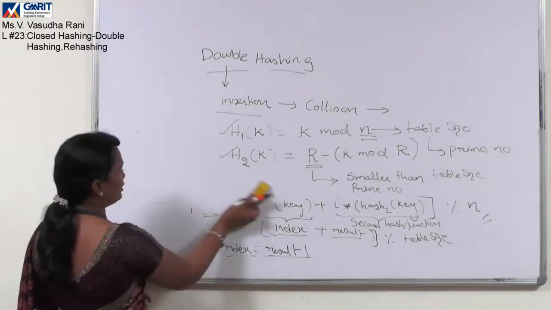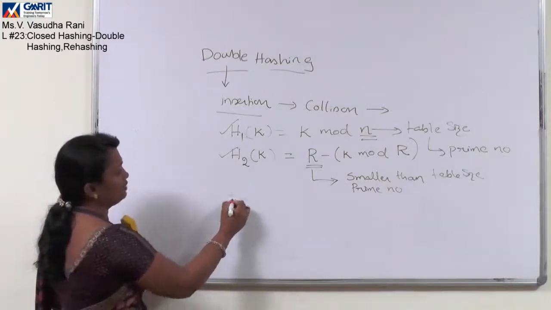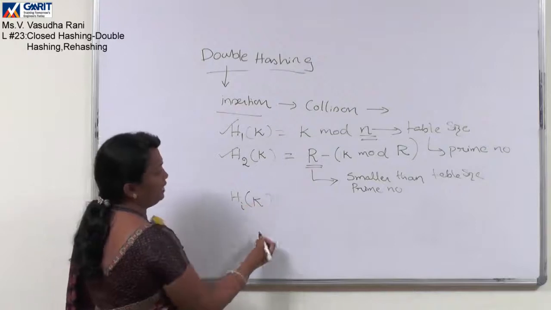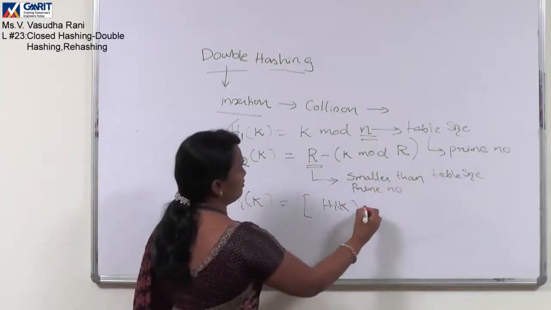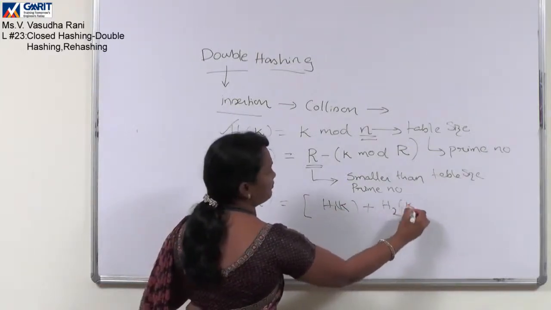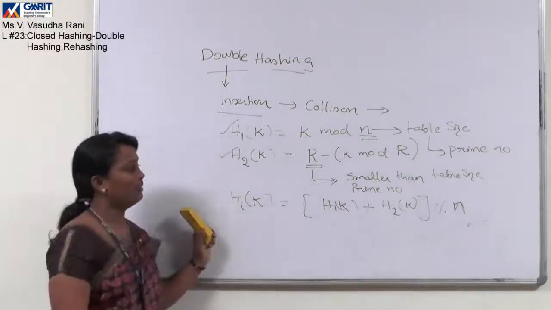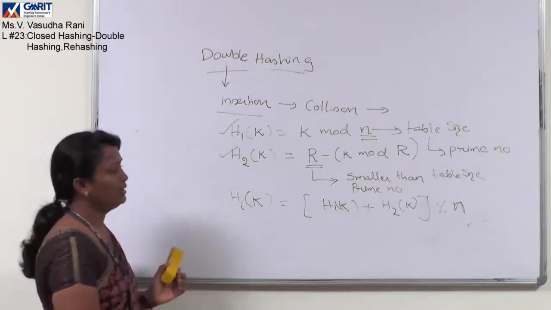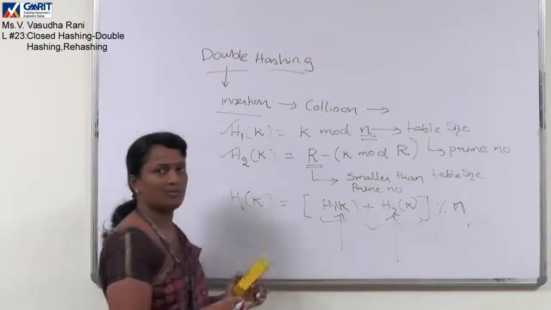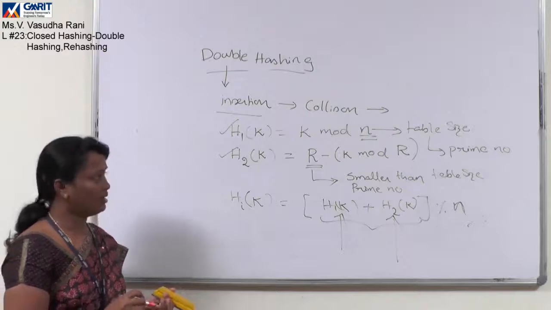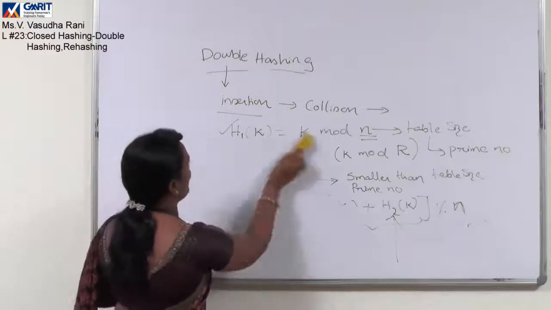And in the case of collision, your hi of k will lead to h1 of k plus h2 of k modulus n. This is the double hashing function to be used to solve the collision. So here it is clearly indicating that hash function 1 and hash function 2 we are using for solving the collision. That's why it is named double hashing. Okay. Now after this let's see rehashing.